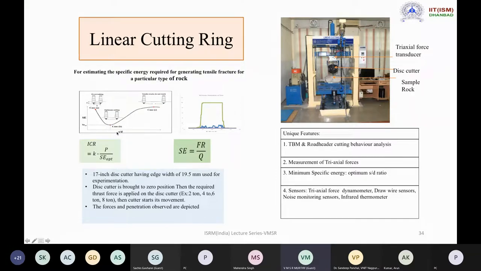So once I know the optimum S by D ratio, probably this is the one that I'm going to look at. And then that optimum ratio will get me, for a given power, what would be the cutting rates in terms of, say, progress of the TBM per minute or per hour or per revolution. So those kinds of things can be pretty well compared from the lab scale studies. This is one of the major setups that would help us connect closer to the field results.